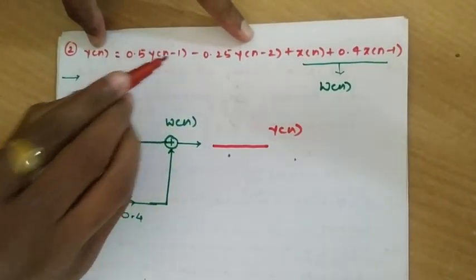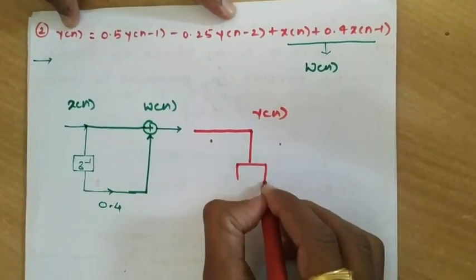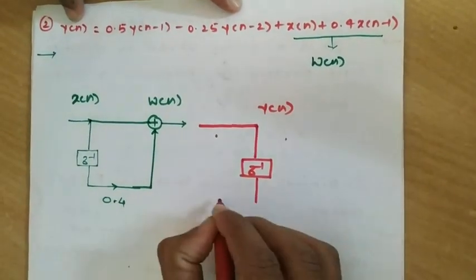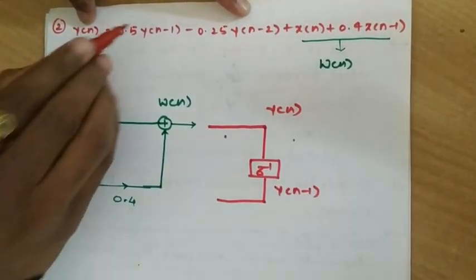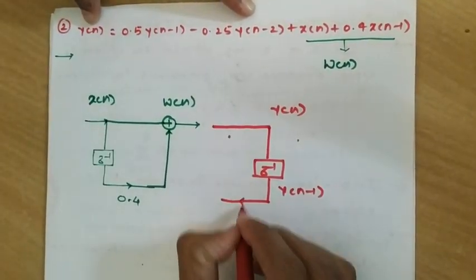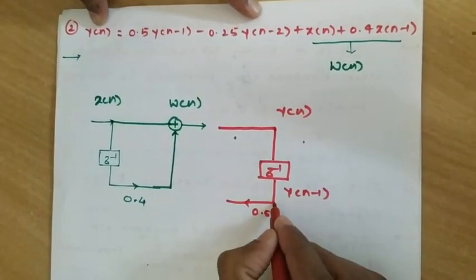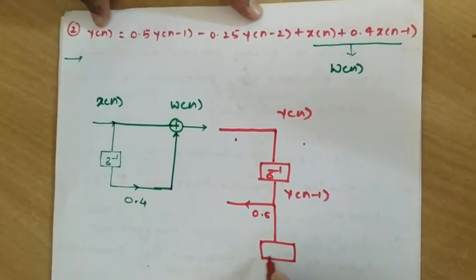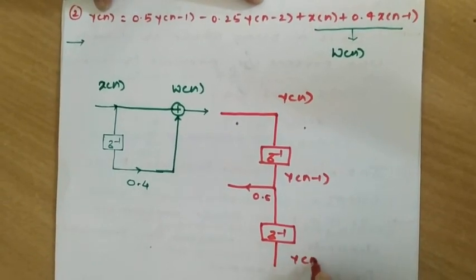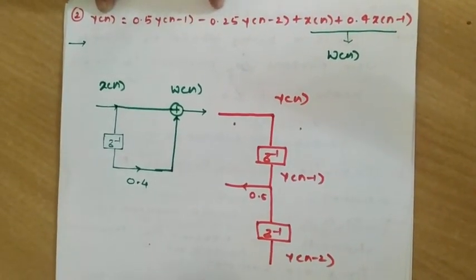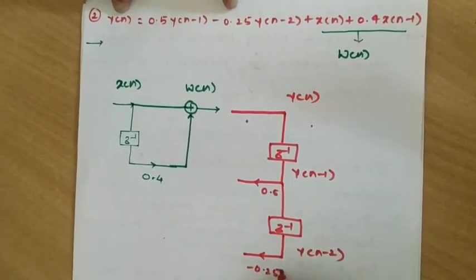Now we need y of n minus 1, y of n minus 2. So for generating y of n minus 1, we'll take the first delay element as z inverse, whose corresponding output becomes y of n minus 1. Now it is multiplied with plus 0.5. Here it is plus 0.5. Next we need y of n minus 2. So we'll use one more delay element whose input is y of n minus 1 and output becomes y of n minus 2. Now it is multiplied with minus 0.25. So this is multiplied with minus 0.25.